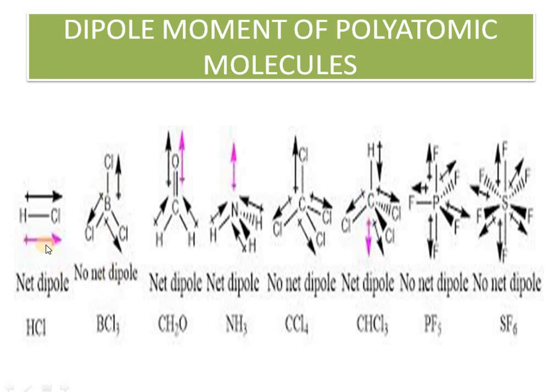So similarly, if H and Cl we are considering, chlorine is more electronegative, so the direction of the arrow from H to Cl would be there. Similarly, if we are talking of formaldehyde, HCHO, there also the same hydrogen and carbon. Carbon is more electronegative than hydrogen, so therefore the direction is from hydrogen to carbon. And if you compare carbon and oxygen, oxygen is more electronegative, so carbon to oxygen. So in this way we can understand the dipole moments.